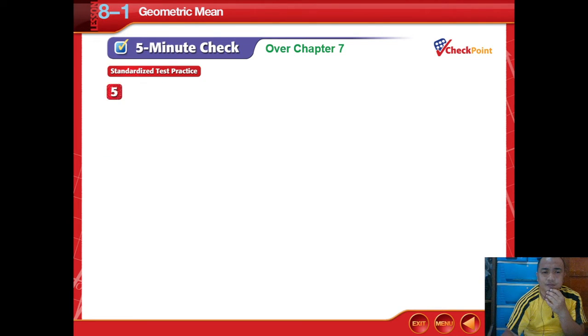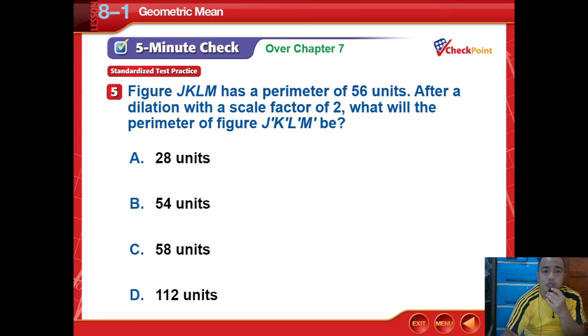Number 5. Figure JKLM has a perimeter of 56 units. After a dilation with a scale factor of 2, what will the perimeter of figure J prime, K prime, L prime, M prime be? The answer is 112 units. Just times 2.